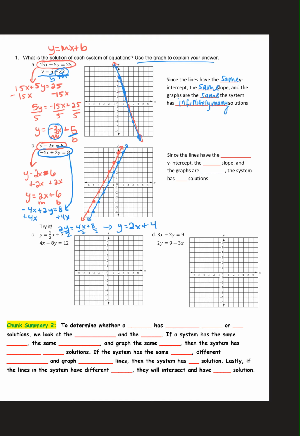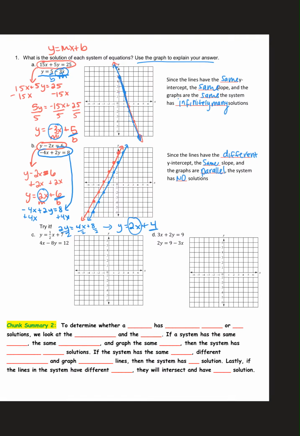And those lines are parallel, which means they never intersect. So if they never intersect, they don't have any solutions. So they also have different y-intercepts. If I look at my y-intercepts, they've got a 6 and I've got a 4, so they are different y-intercepts. But if I look at the slopes, I see 2x and I see 2x again, so they are the exact same. So same slopes and different y-intercepts. And the graphs are parallel, then the system has no solutions.